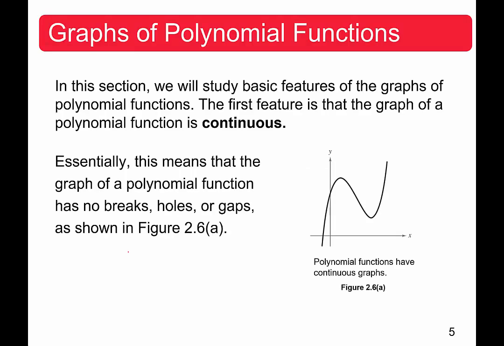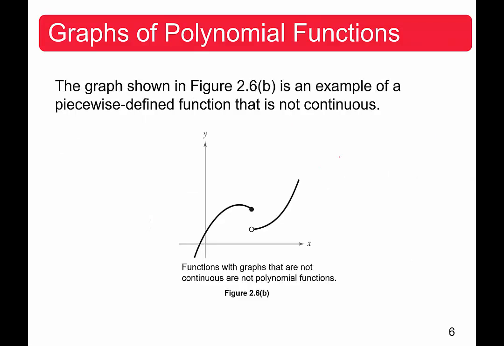First, take a look at the graph of polynomial functions. Typically, the graph of every polynomial function is continuous, meaning it's smooth and well-rounded. That indicates there's no break, no hole, and no gaps on the graph itself, as you can see. We look at a smooth curve from left to right, and we call this type of graph a continuous graph or continuous curve.